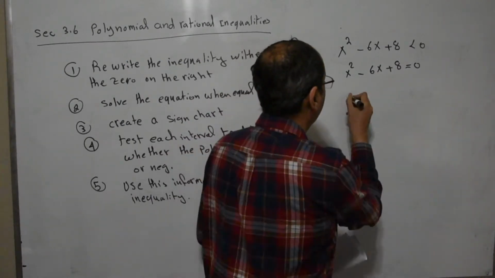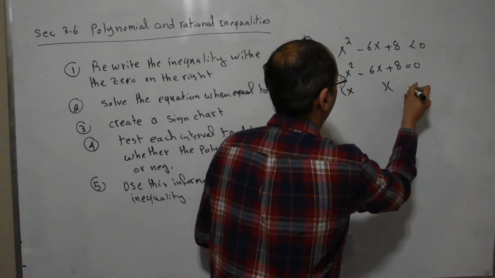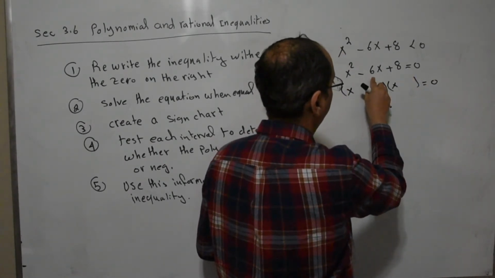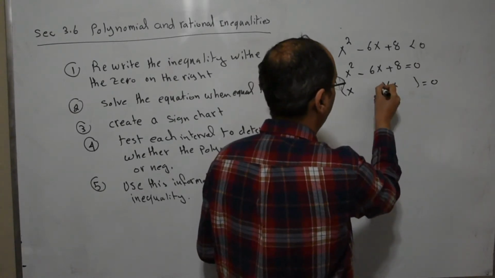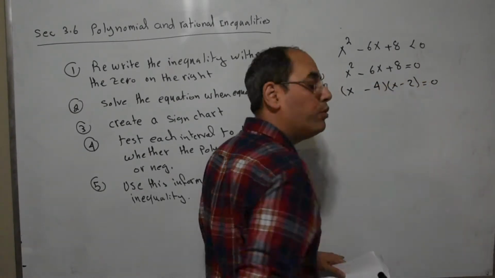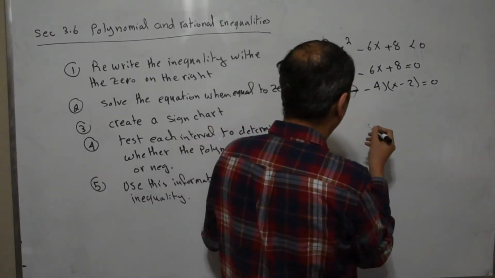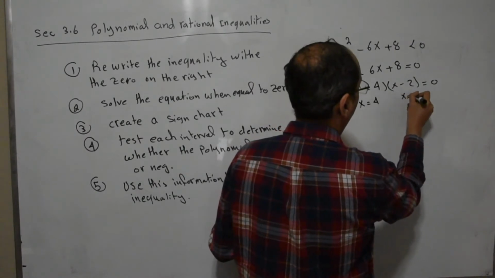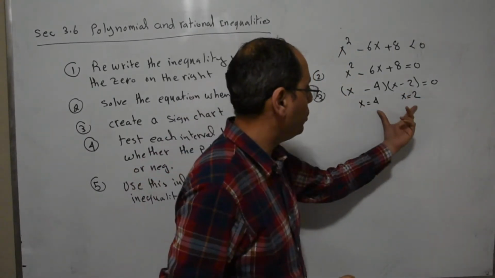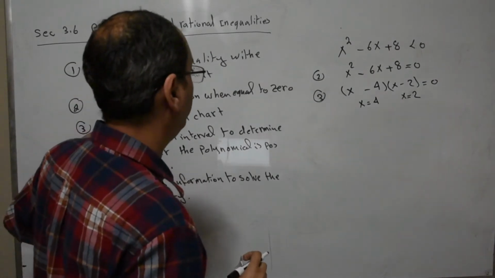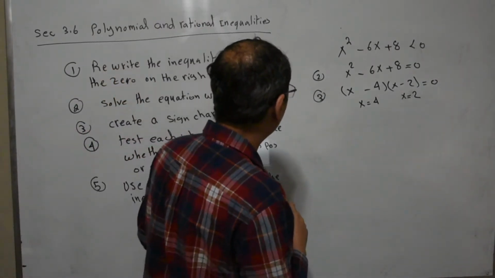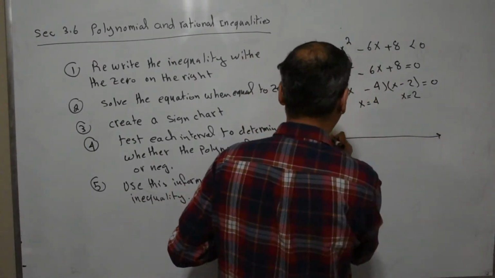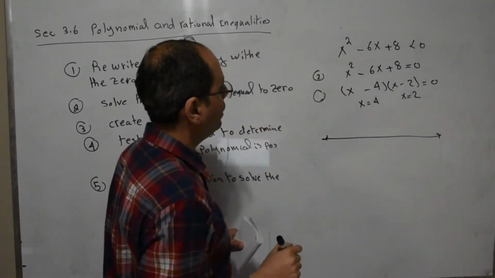So I'm going to solve it, factor this: x and x. And here is 8 positive and 6 negative, so I have negative 4 and negative 2. So now I have two zeros, they come from here. I have here x equals 4 and x equals 2. So I got the two zeros. So now I'm going to go to step 3 to create the chart. Perhaps this is step 2, and here's step 3.